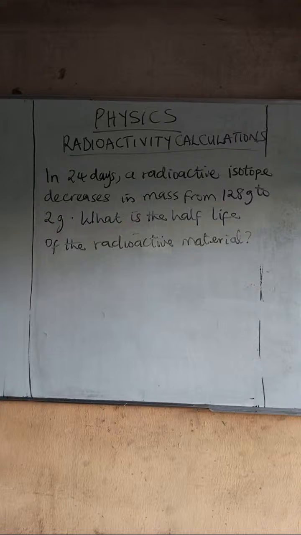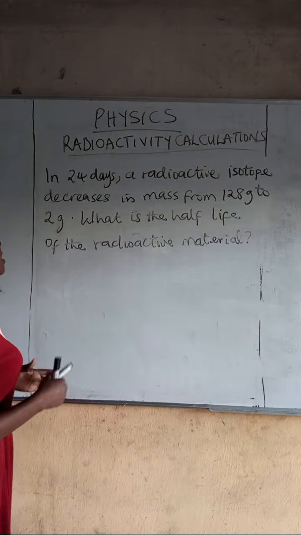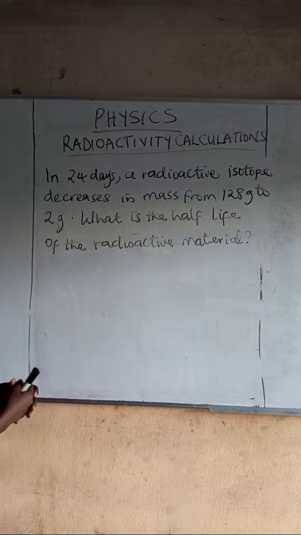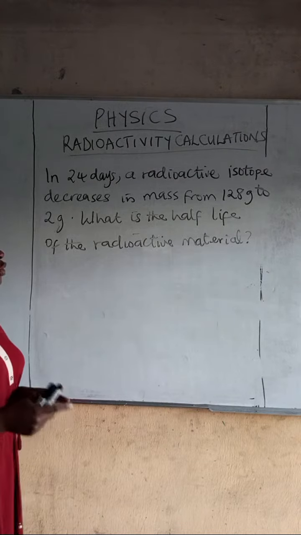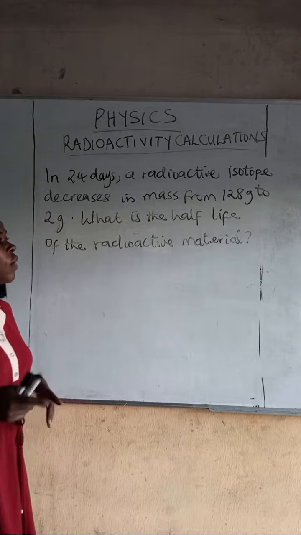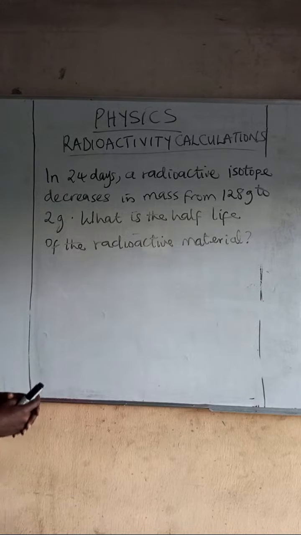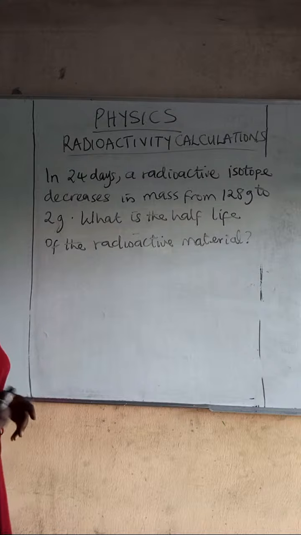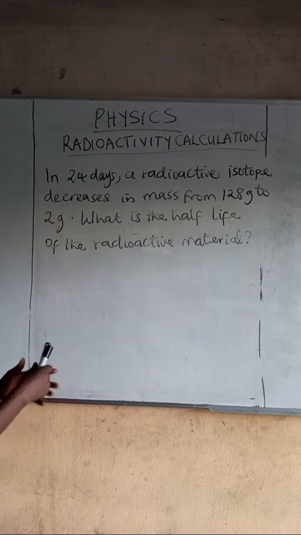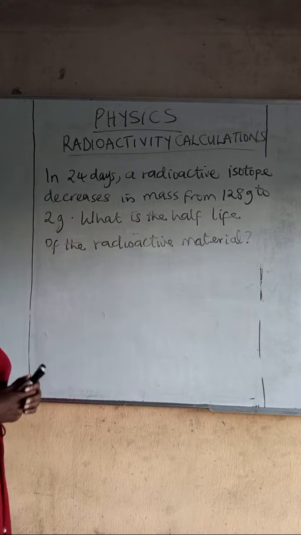All right, let's solve together. The question says, in 24 days, a radioactive isotope decreases in mass from 128 grams to 8 grams. What is the half-life of the radioactive material?